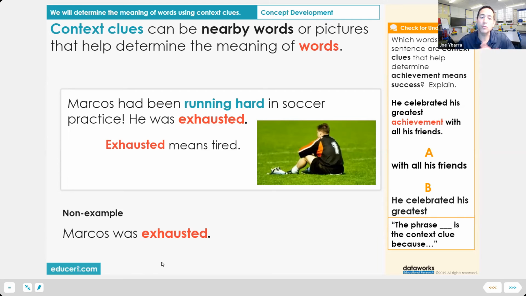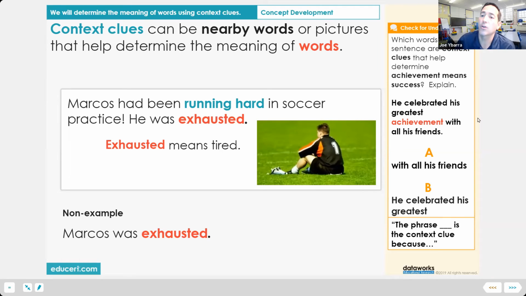Non-example. Marcos was exhausted. Unknown word, exhausted. Marcos was, that's nearby, but it doesn't have enough information to tell me what exhausted means. Marcos was tall. Marcos was hungry. Marcos was sleepy. I don't know. That's not a context clue. Academic definition. An example. Non-example.